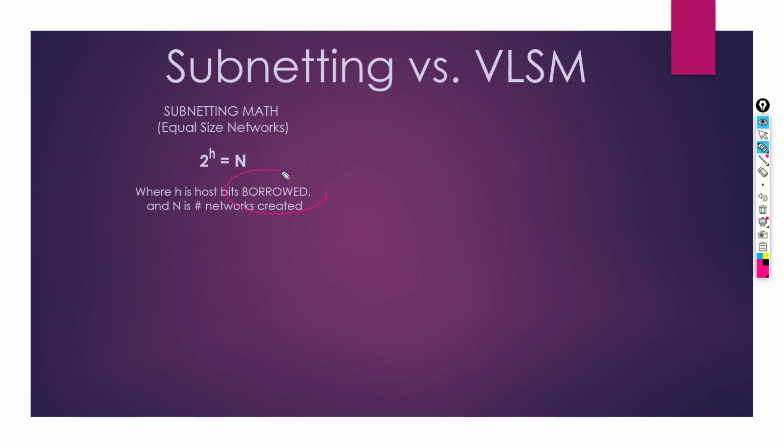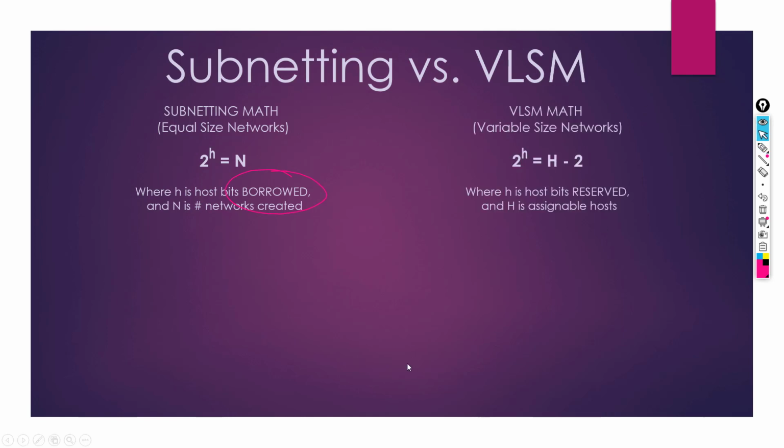So make sure you make this distinction, host bits borrowed, versus when we're using VLSM, we're using 2 to the power of the host bits reserved. So this subnetting formula works this way, creating more network bits depending on how many host bits we borrow, whereas this one is reserving host bits to ensure that we have enough addresses for our needs. They are both used still to this day.